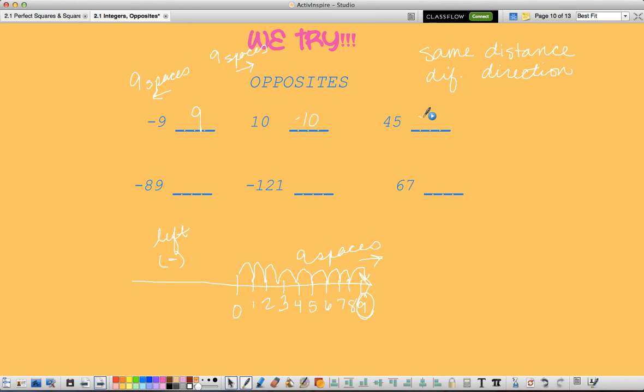The opposite of 45 would be a negative 45. The opposite of negative 89 would be a positive 89. The opposite of a negative 121, so negative 121 steps to the left, would be 121 steps to the right, which is in the positive zone. 67 steps to the right, the opposite would be 67 steps to the left, which would be negative.